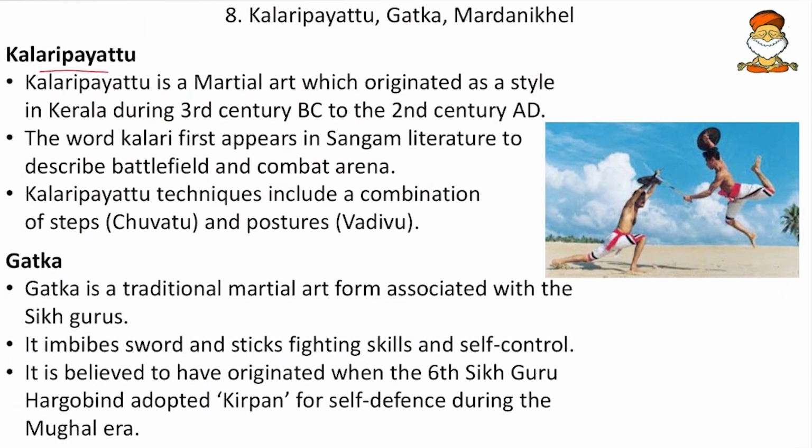So the first one, Kalaripayattu. Kalaripayattu is a martial art which originated as a style in Kerala during the 3rd century BC, and it extended till the 2nd century AD. The word Kalari first appears in Sangam literature to describe the battlefield and the combat arena. Kalaripayattu techniques include a combination of steps and postures, that is Chuvatu and Madivu. So remember Chuvatu and Madivu. And friends, Kalaripayattu basically originated from nature. How an animal defends itself, how an eagle attacks its prey, how a snake defends. Their defensive and offensive techniques are studied and implemented in Kalaripayattu.